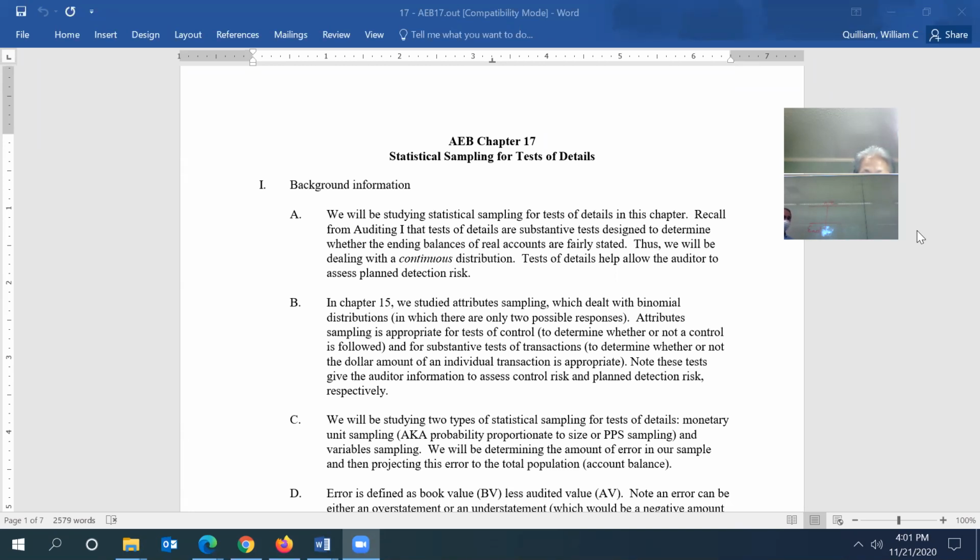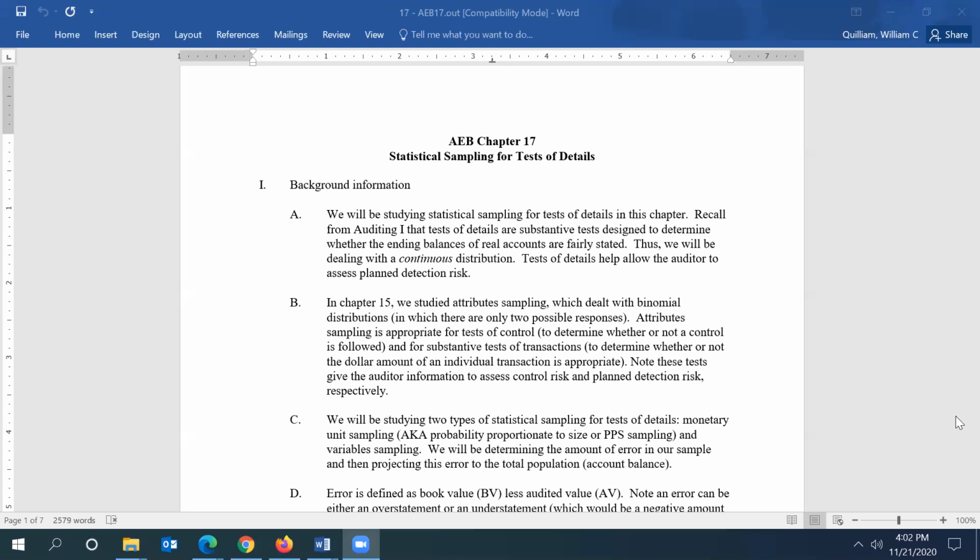So in this chapter, again, if you're rusty on statistics, don't worry about that. We start everything we need from scratch. But a lot of things are going to sound familiar from the previous chapter anyway, so not too different. So let's first look at some background information here, and then I'm going to get into an example of this. I'll put some numbers to it. They're not very difficult. So we'll be studying statistical sampling for tests of details in this chapter.